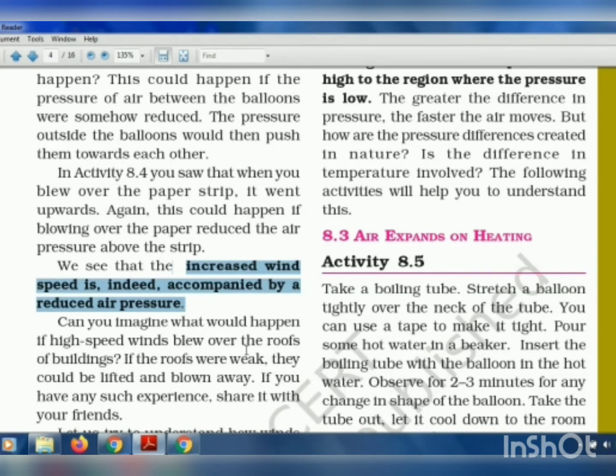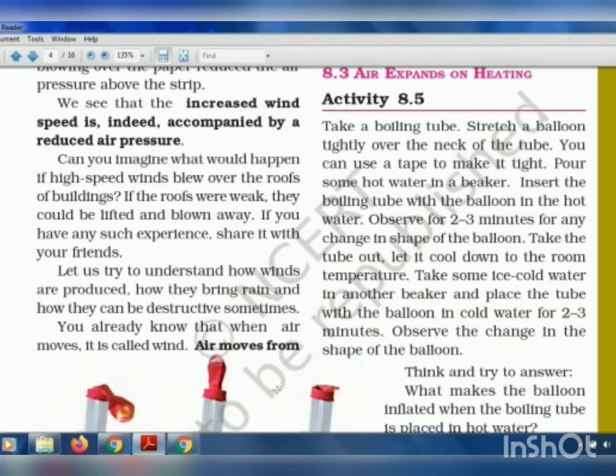That is why when wind flows with high speed, the roof of the house gets blown away with the wind. Because the wind is blowing from the top of the roof, the air pressure above the roof is low because the wind is flowing with a very high speed, and below the roof the air pressure is high, so the air pushes the roof up and it moves with the high speed wind. Okay, so this is what happens when the wind speed is high.